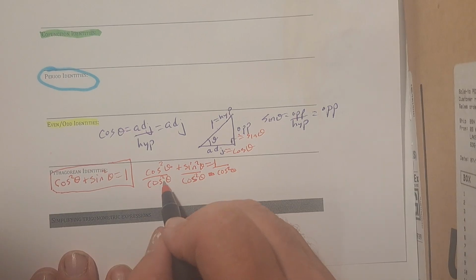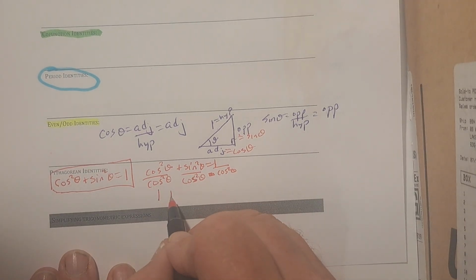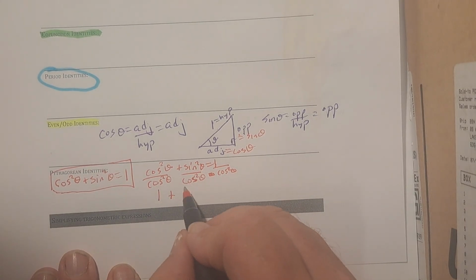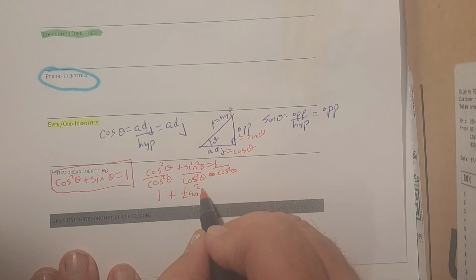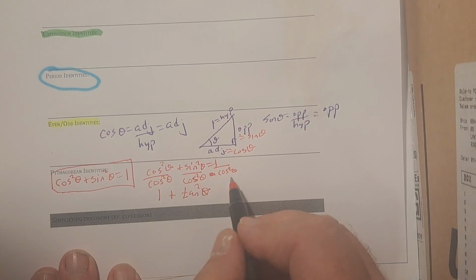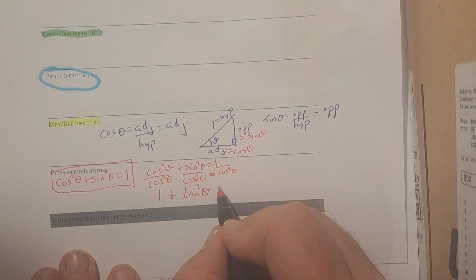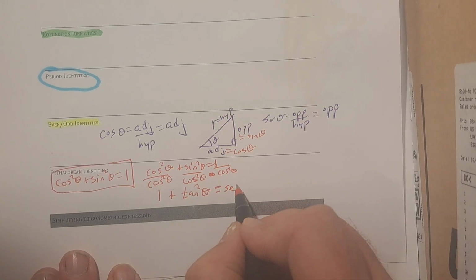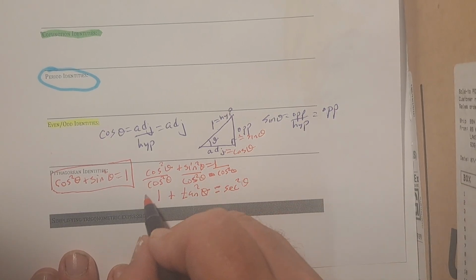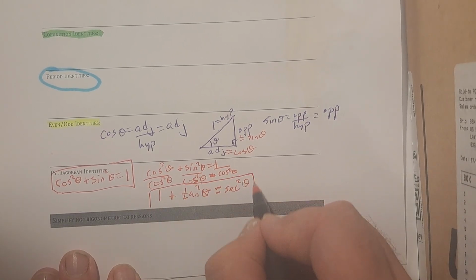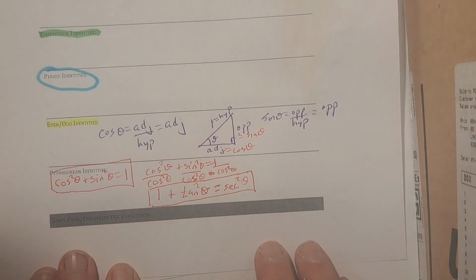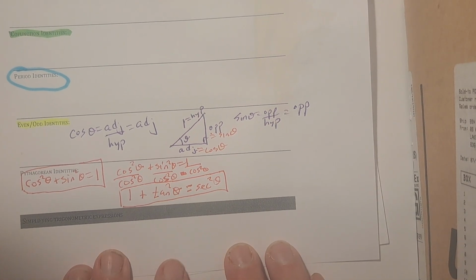Cosine squared divided by cosine squared is 1. Sine squared divided by cosine squared is tangent squared. And 1 over cosine squared is secant squared. So this is the second of the 3 Pythagorean identities.